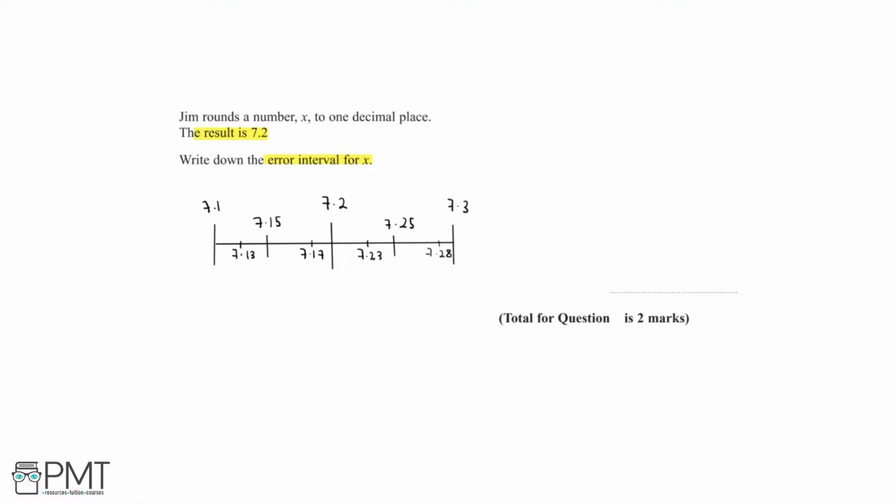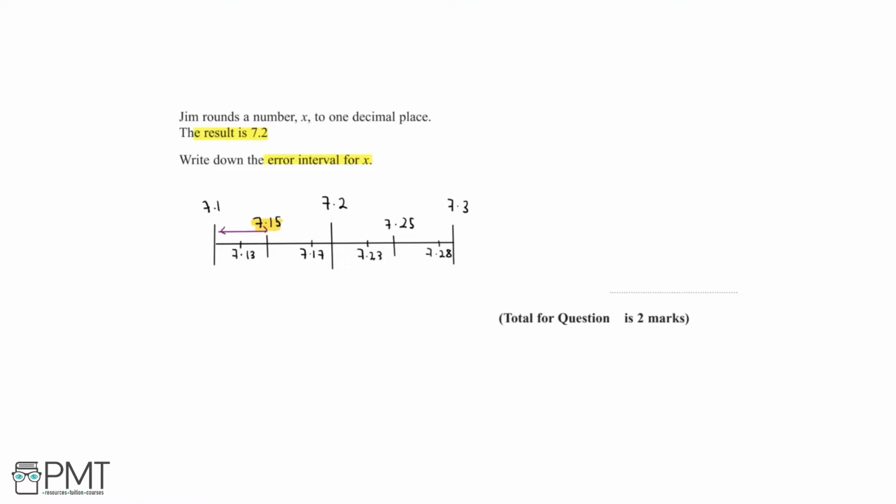So we need to find the range of values that will always round to 7.2. 7.15 is the lowest value that will round to 7.2 when rounded to one decimal place. And so any number between 7.1 and 7.15 will round down to 7.1 to one decimal place.